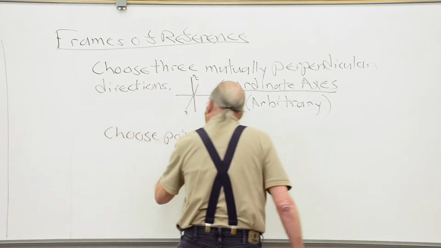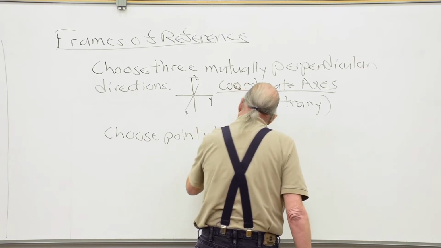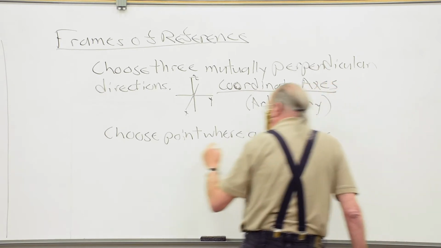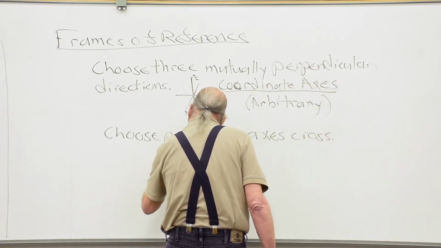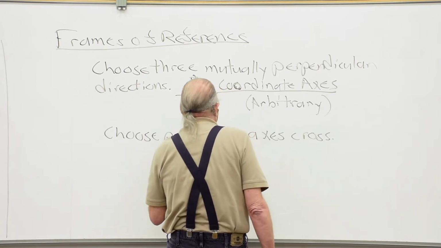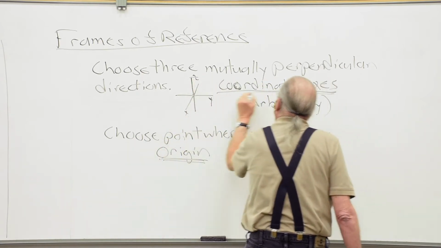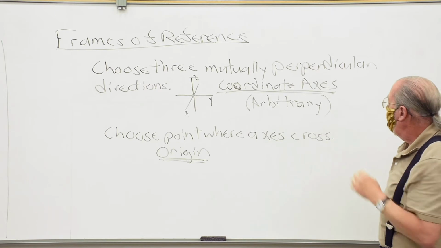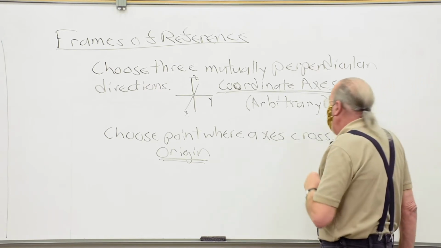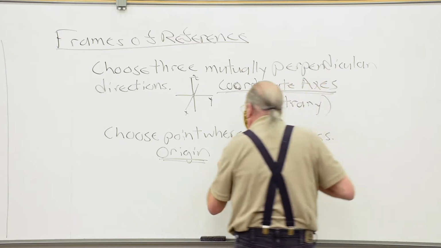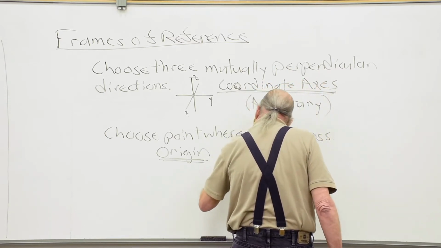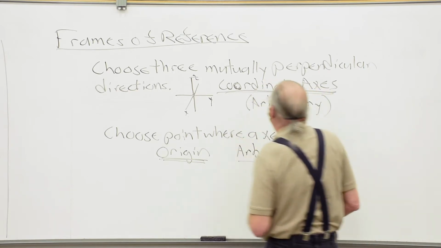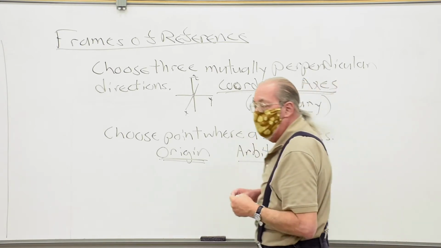You choose a point where the axes cross. This is called the origin. And once you have chosen a particular origin, and you choose the three mutually perpendicular directions, then you have chosen a frame of reference. And this too is arbitrary. You can choose it any way you want.